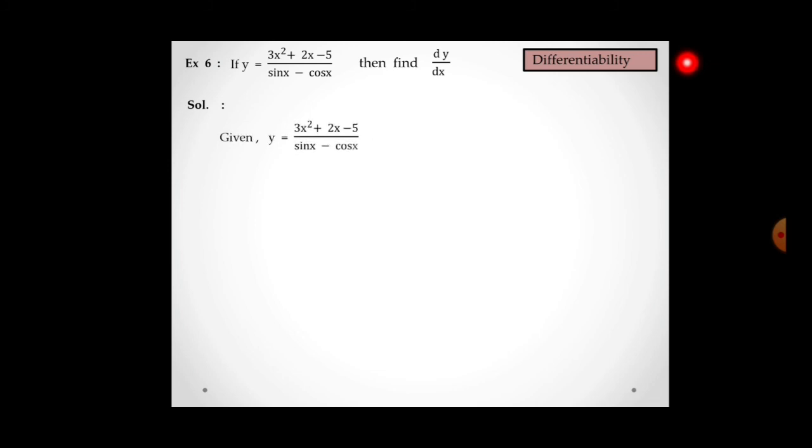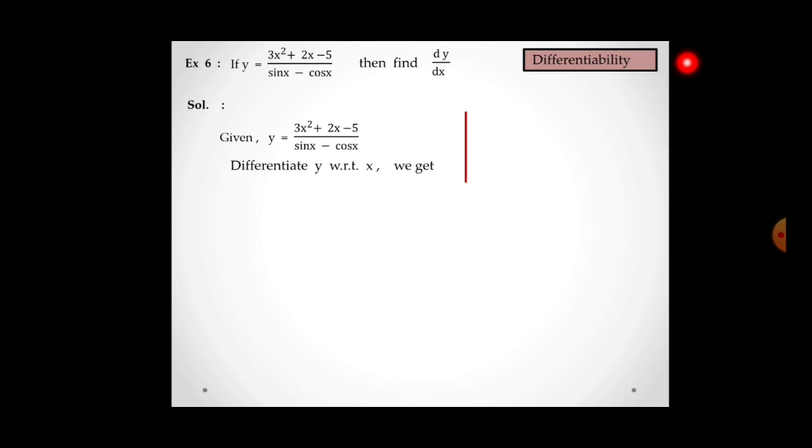So now let me take an example on division. If y is equal to 3x square plus 2x minus 5 divided by sin x minus cos x. Here only you can say that it is divided by, so that means you have to use the quotient rule. First write the given example and then differentiate y with respect to x.